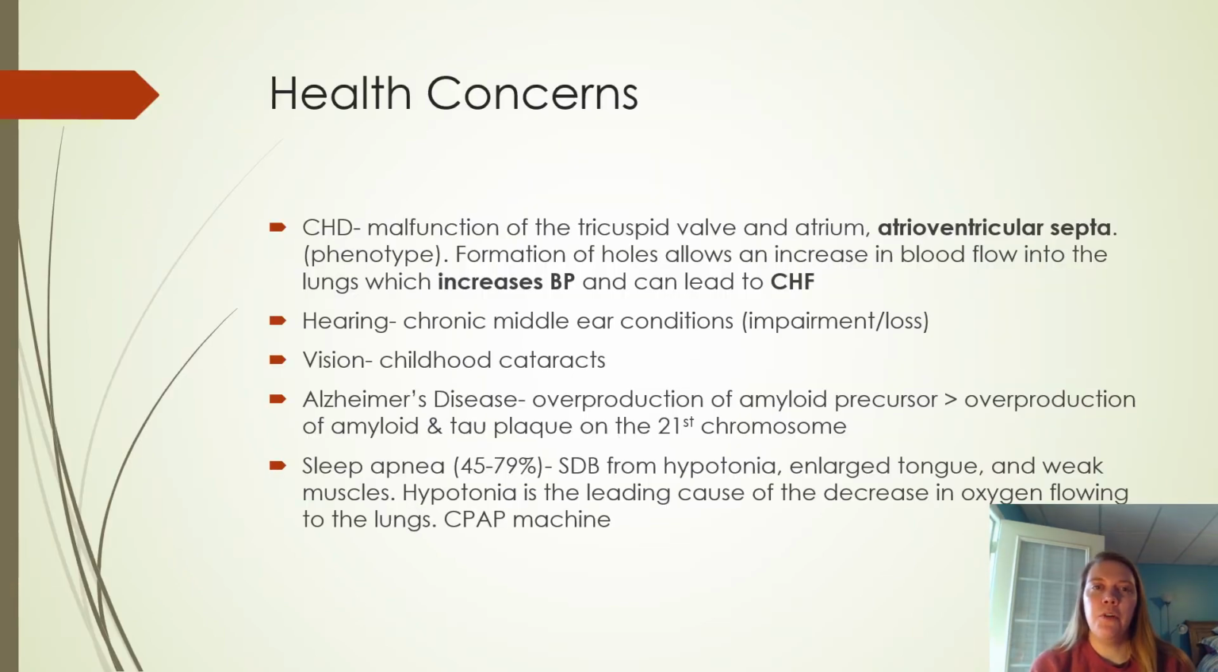Next, we're going to cover different health concerns that we will see with individuals with Down syndrome. One of those being congenital heart disease. Congenital heart disease is from a malfunction of the tricuspid valve and atrioventricular septa. Septa meaning holes. So, holes in the heart. This is due in part to the specific phenotype Down syndrome individuals carry.